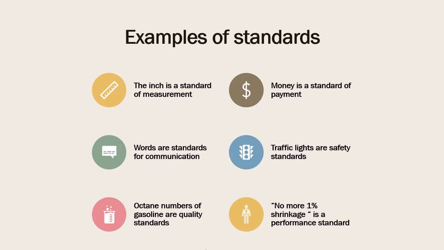Then you have, for instance, no more than 1% shrinkage, which can be a performance standard. For example, for organizations, you can say that in the manufacturing process, maybe only 2% of the products should be damaged. 98% of the product should come out as perfect products.